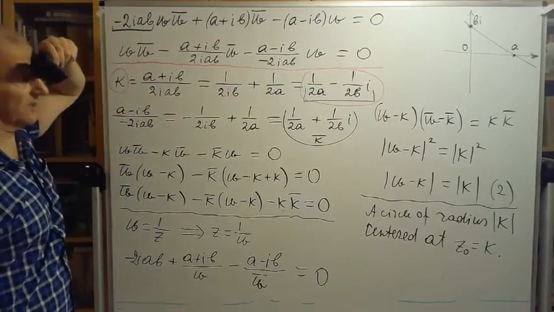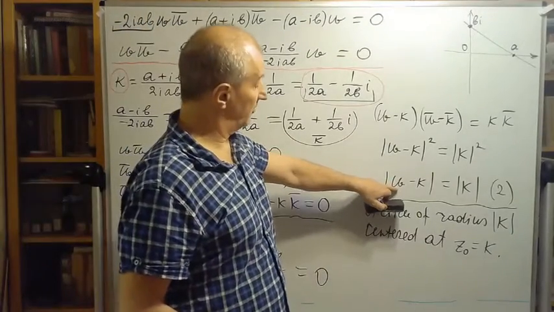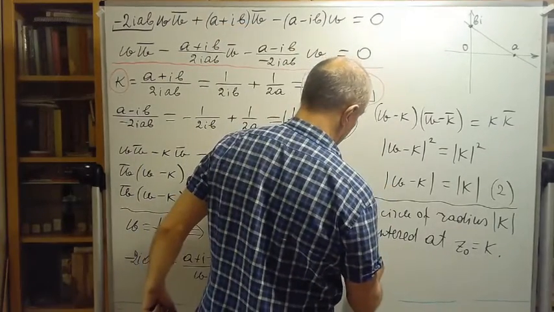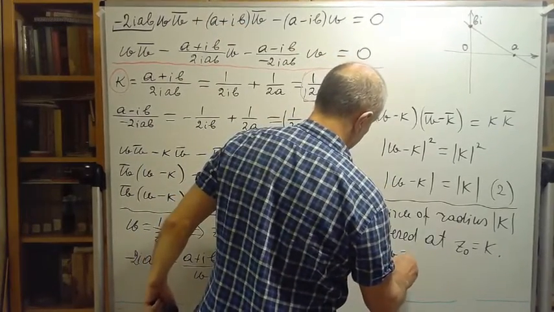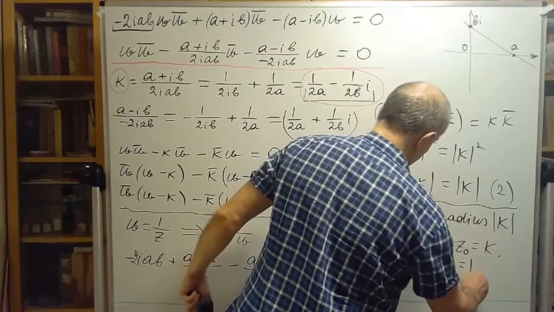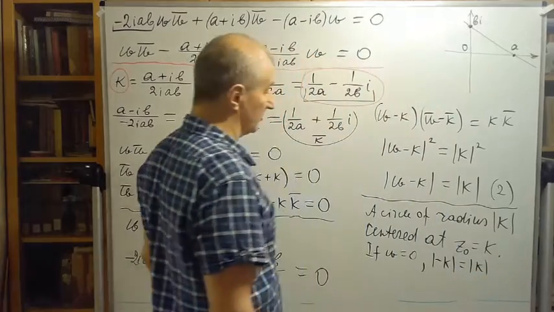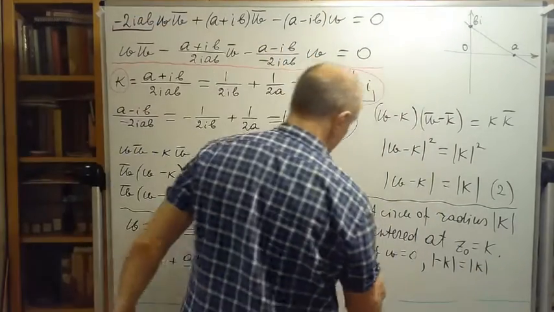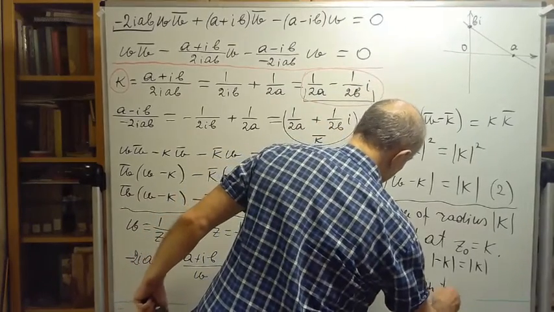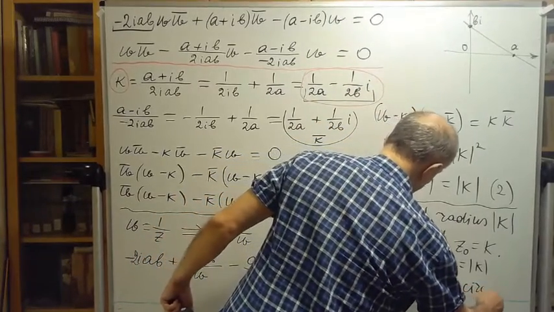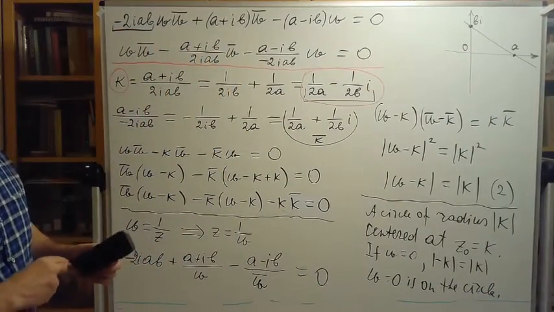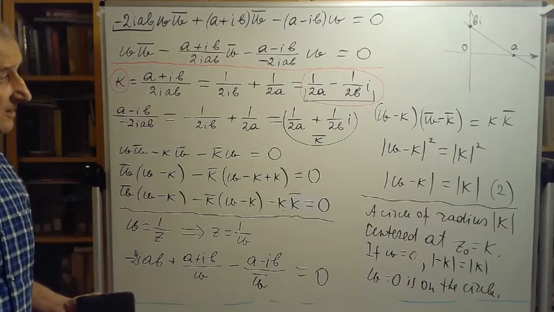Certainly, if you substitute W equal to 0 in this equation, you receive negative K modulus equals K modulus, which is true, of course. So W equals 0 is on the circle. So this circle does pass through the origin. You can make an approximate picture of this circle.